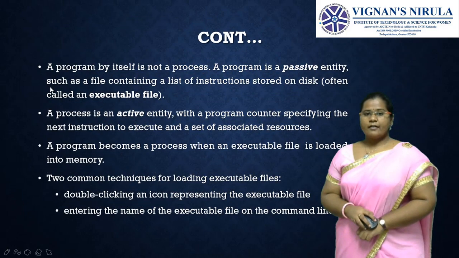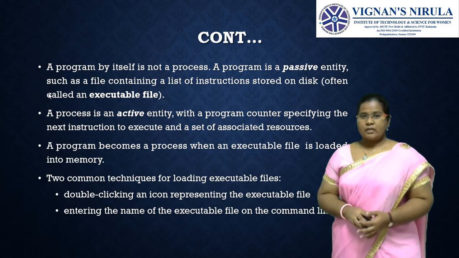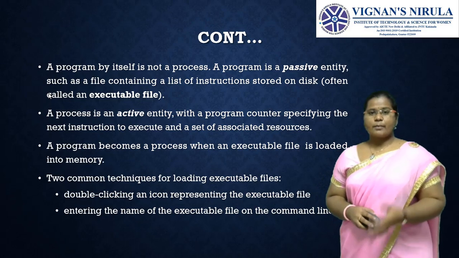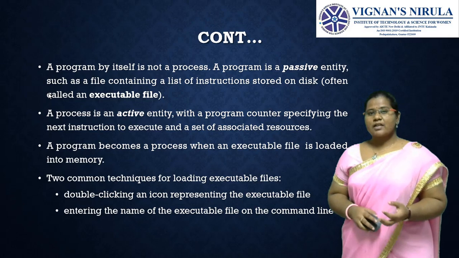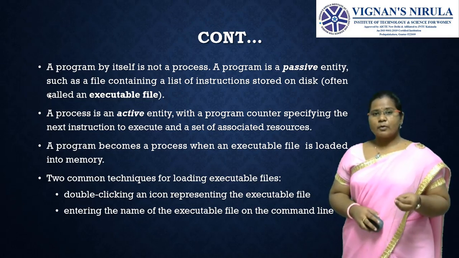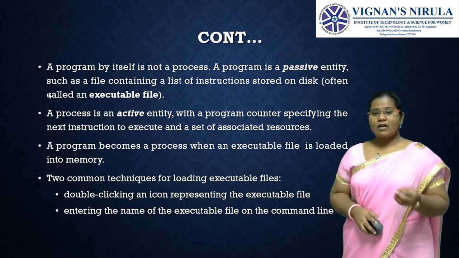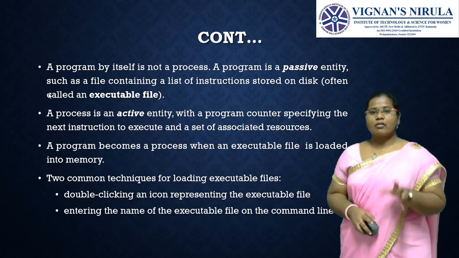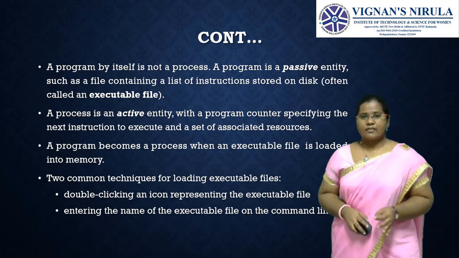And then, a program by itself is not a process. When you write a program and save it, say for example you are writing a C program for addition of two numbers, you can save it as add.c. If you observe, only when you write the program and save it, you cannot see the output, right? So a program is called a passive entity, that is, only writing a program will not give you the output, whereas a process is an active entity.